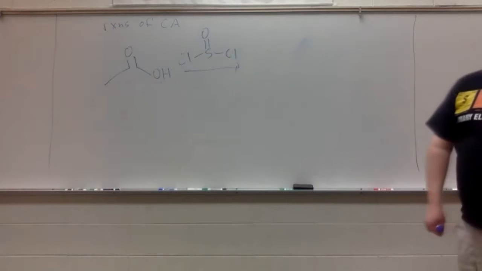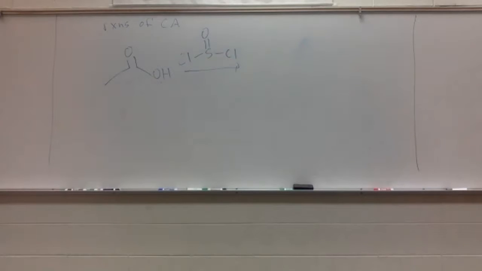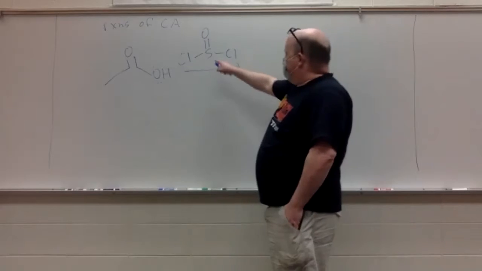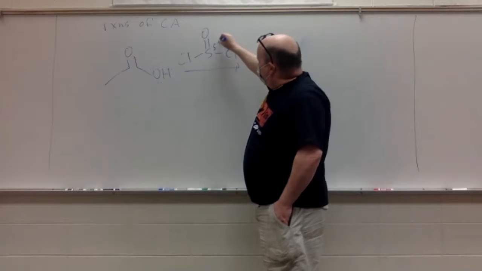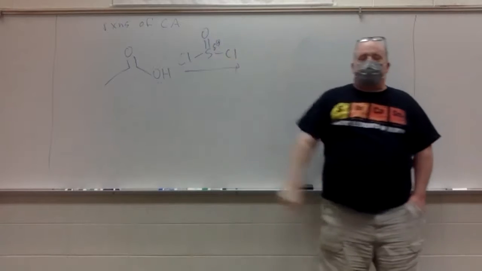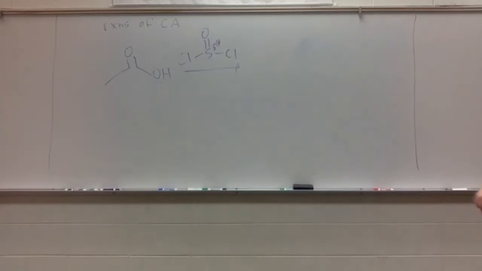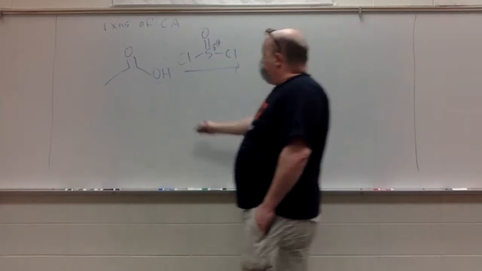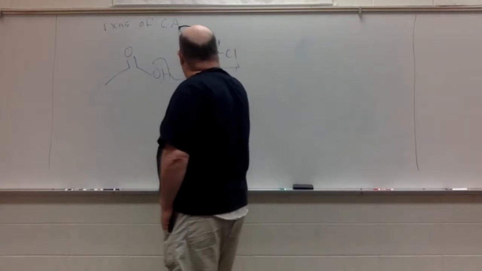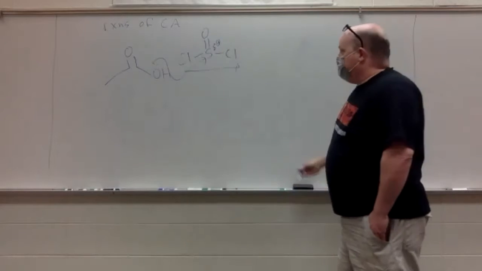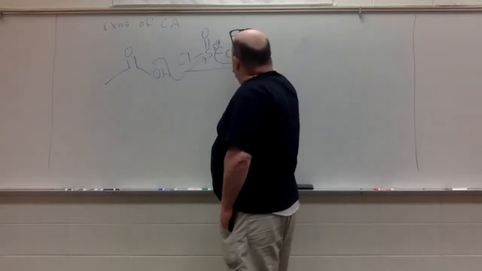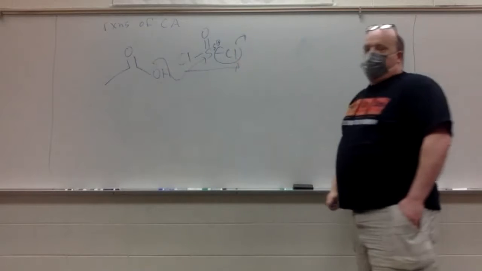Out of the S, the O, and the Cl, which one do you think is the least electronegative? Sulfur. Yeah. This has got a nice, strong partial positive. This is basically like a carbonyl carbon there. So this oxygen is going to attack that sulfur, and when it does, it's going to knock off one of your Cl minuses.